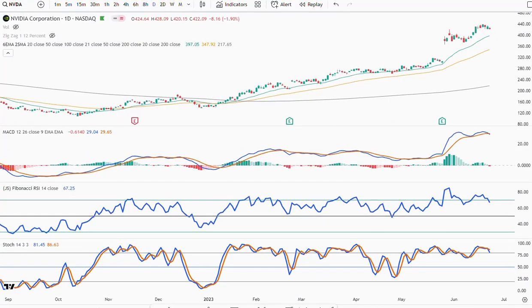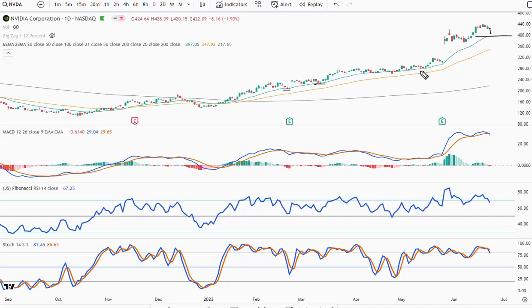So NVIDIA too, if you look at the daily chart, is a strong looking chart. During this rally, the 20 EMA has provided support a number of times right here. It hasn't touched the 20 EMA in a while. The 20 EMA is around 397. If it pulls back further and touches that, is that going to break anything?